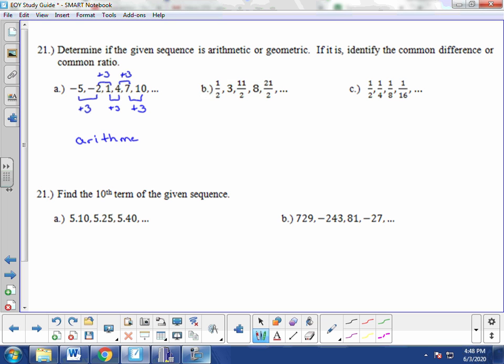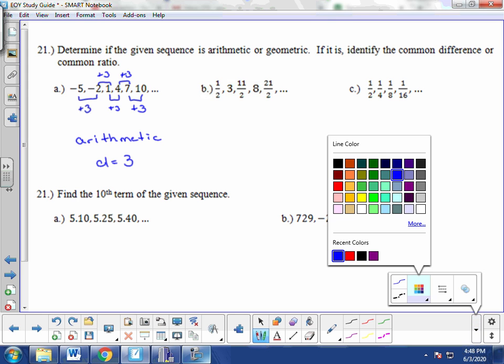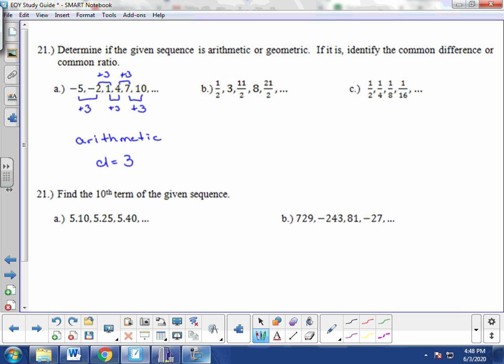And it has a common difference of 3. We can do the same thing in the second one. So this one's a little bit harder. If you need your calculator, that's definitely okay.